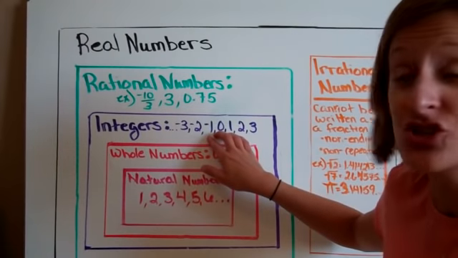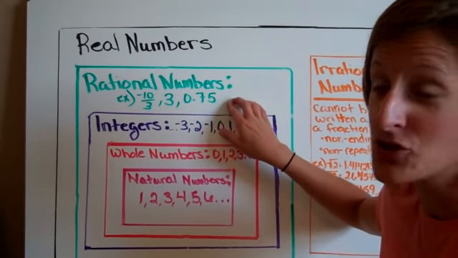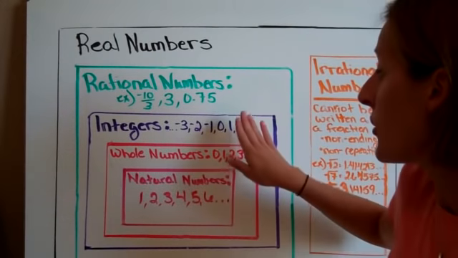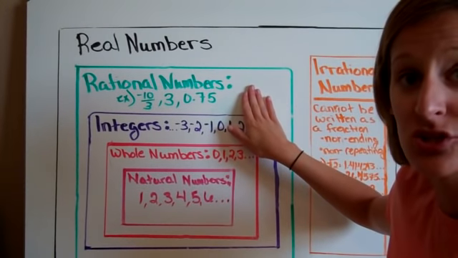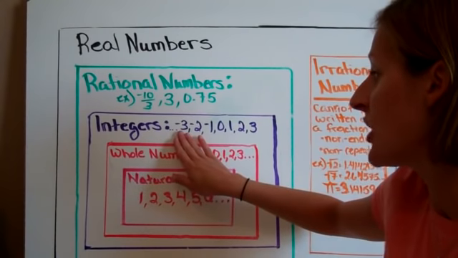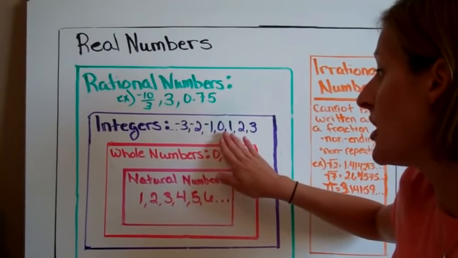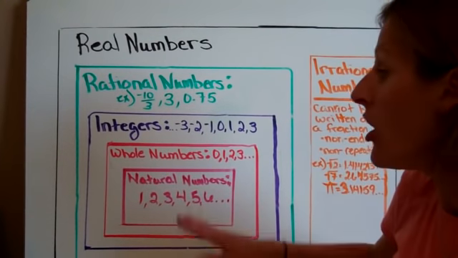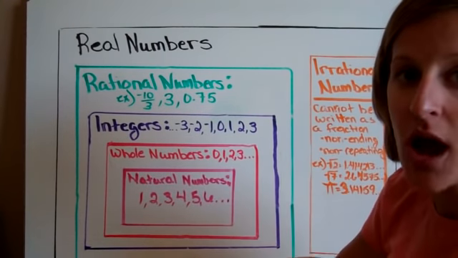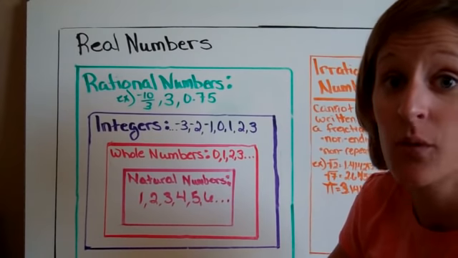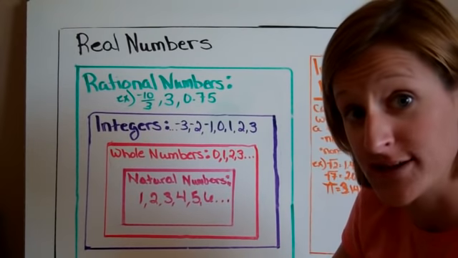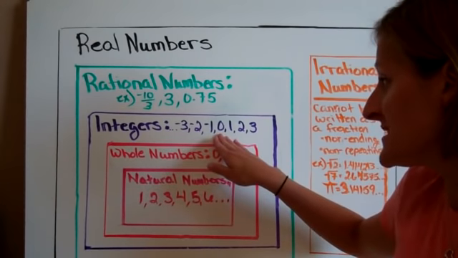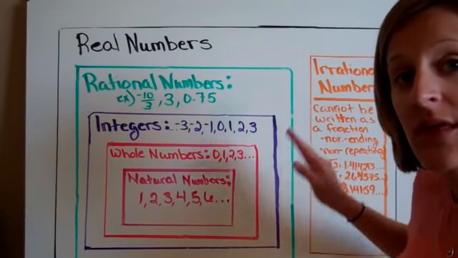Within a rational number, you have integers. And all integers are also rational numbers because they're sitting in the rational number rectangle. So all my integers are going to be rational numbers. So integers are like -3, -2, -1, 0, 1, 2, 3, and so forth. All those whole numbers and their opposites, including 0. Remember, all of these are also rational numbers. Now, whole numbers are just from 0 onward that are counting numbers.